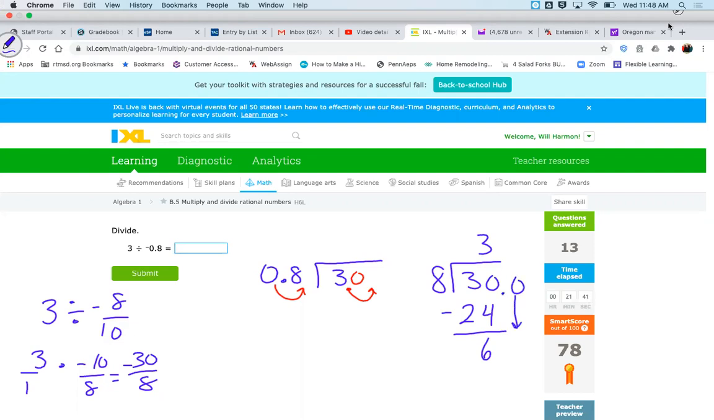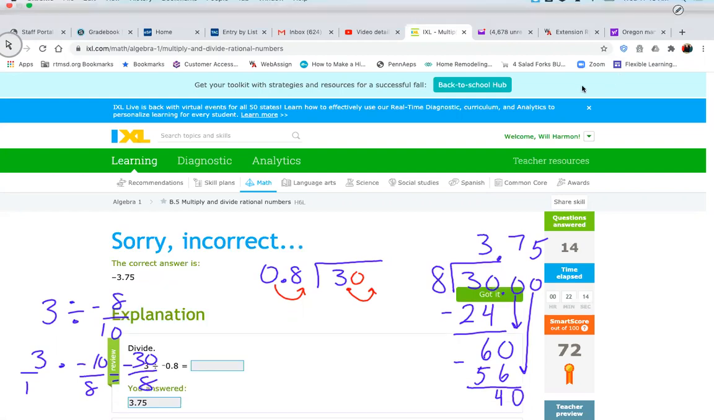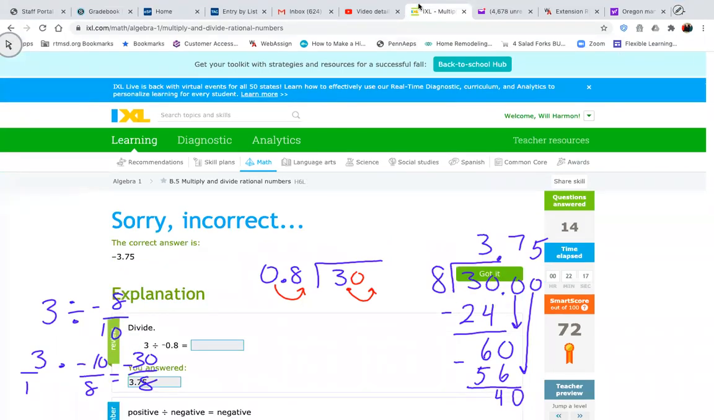Bring down the 0. Now, how many times does 8 go into 60? 7 times. That's going to be 56. 60 minus 56 is 4. Bring down the next 0. So 8 goes into 40 5 times because 8 times 5 is 40. So my answer is 3.75. Sorry, negative. Any questions here?